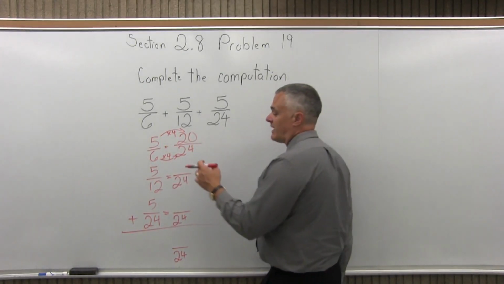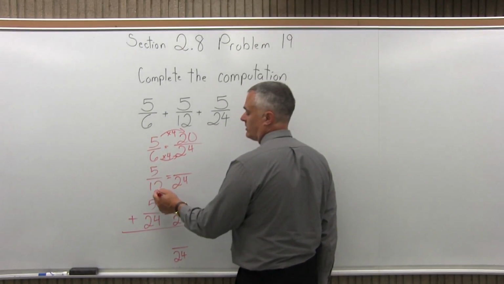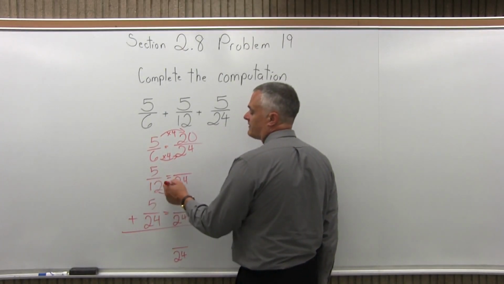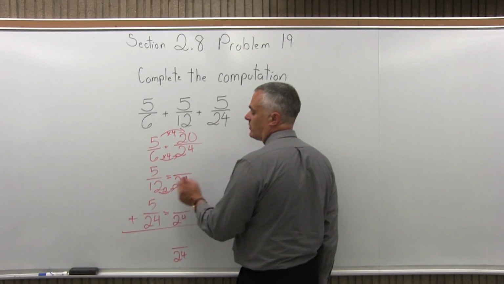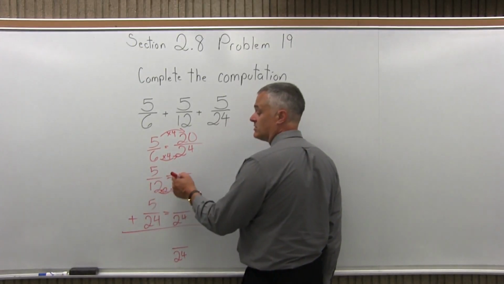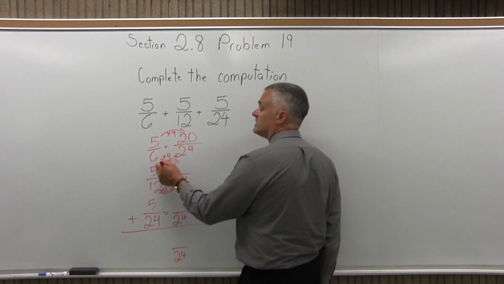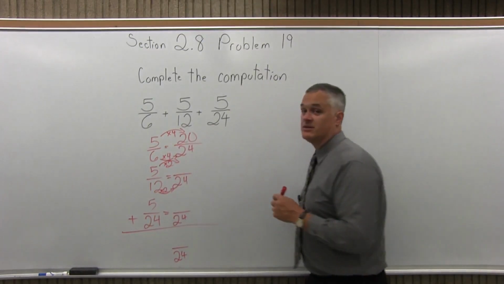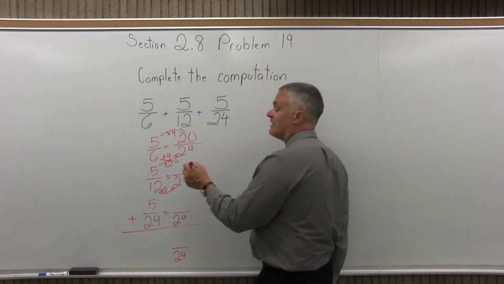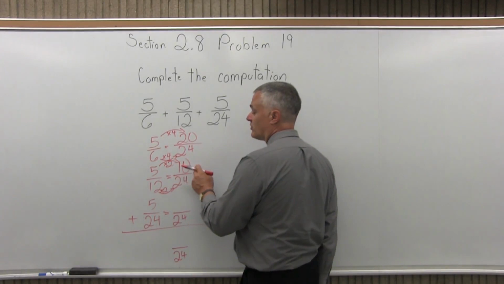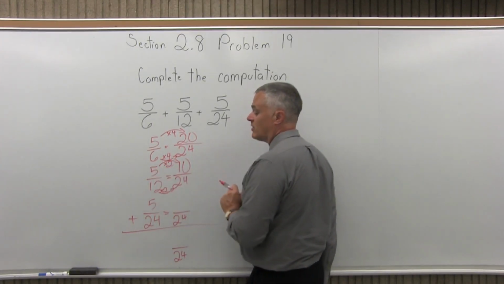Now the one in the middle, the 5 over 12, what does that turn into? Well, look at the denominators. 12 times something became a 24, so it was times 2. 12 times 2 is 24. The numerator must be multiplied times that same amount, in this case times 2. 5 times 2 is 10, so 10 over 24 is equivalent to 5 over 12.